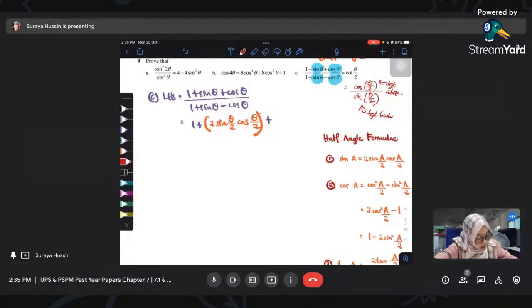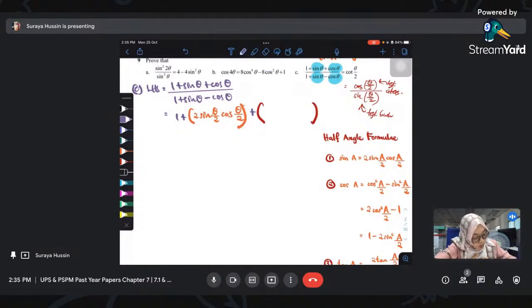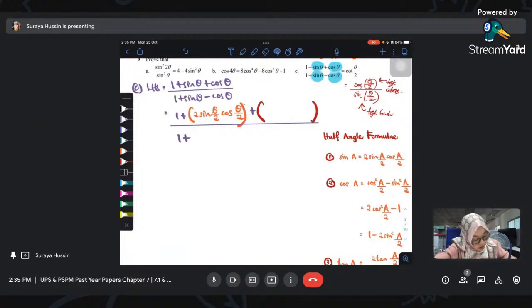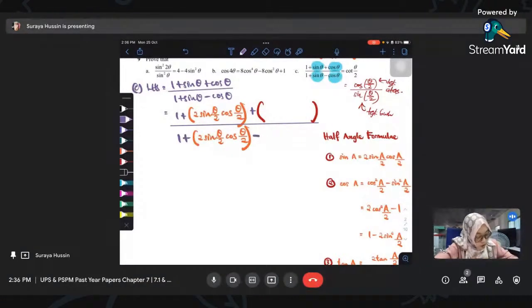So dekat sini Miss, mana nak pilih? Mana satu yang sesuai untuk pilih? Cos ada 3. Which one do you think it's more suitable to choose? Any idea? Any idea which one is more suitable to choose? Sebab cos theta ada 2. So macam mana nak pilih? Any idea? All of you.